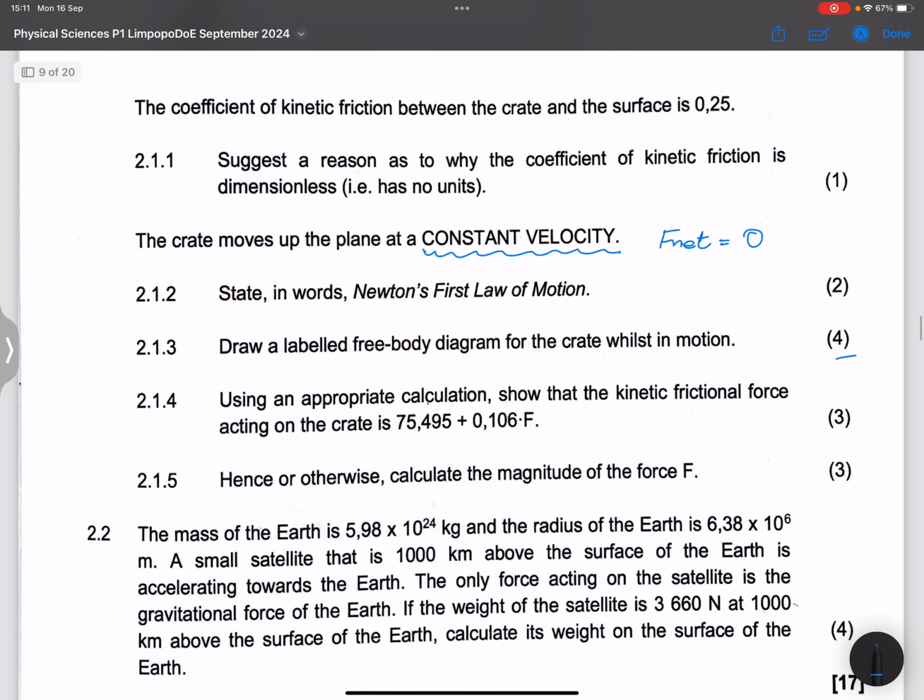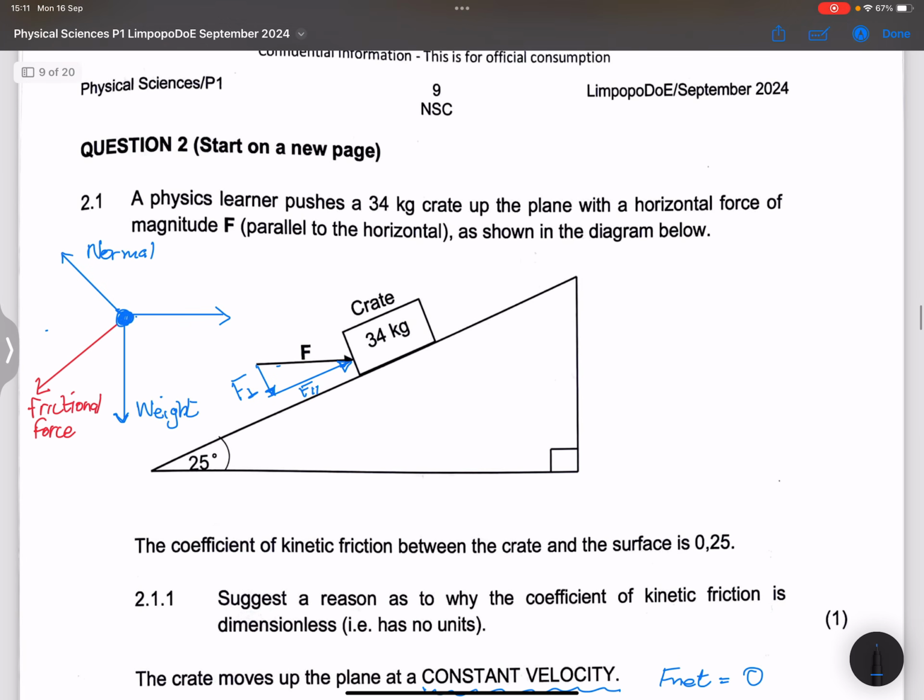So we had 4 marks, that's 4 forces. They say using an appropriate calculation, show that the kinetic frictional force acting on the crate is that value. Now, remember, if we're going to look for frictional force, kinetic friction would be the coefficient of friction multiplied by the normal force, right? So we know this is going to be 0.25, but I want you to please note, how am I going to obtain my normal force?